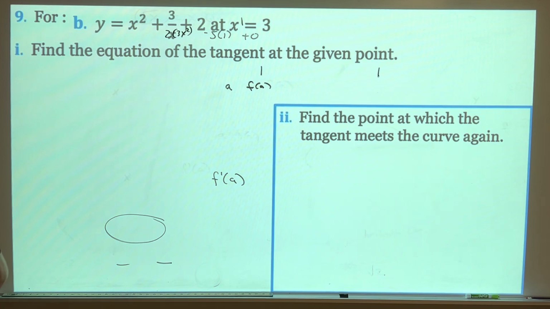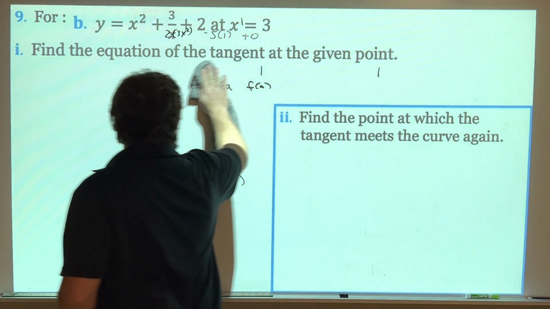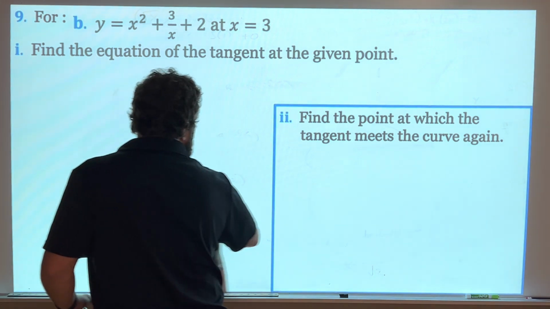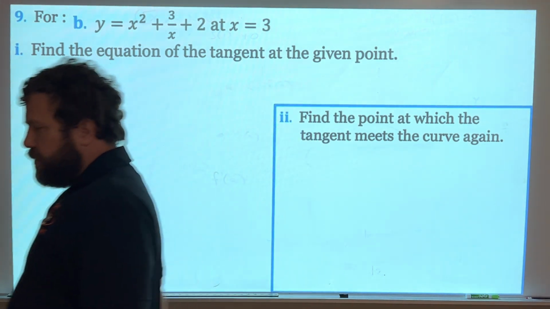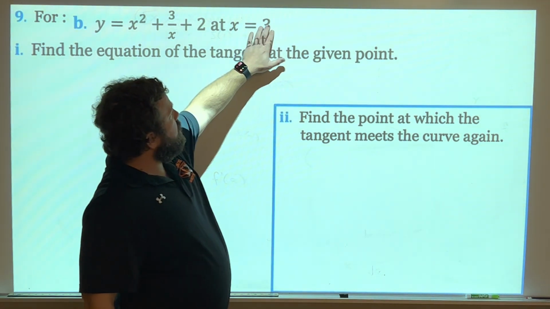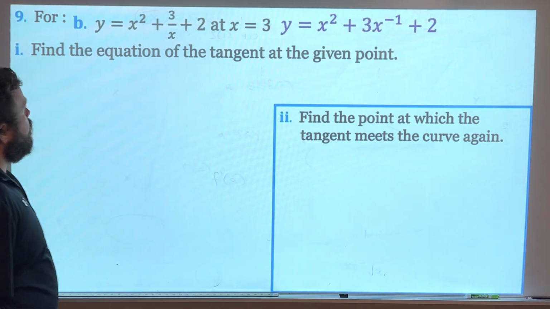B. Keep going. All right, way to do problem B. Find the equation. So the first thing you can do, once again, same stuff as always. We have our x, we need our y value. You're going to plug it in.